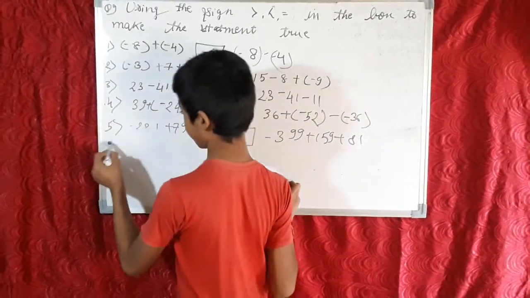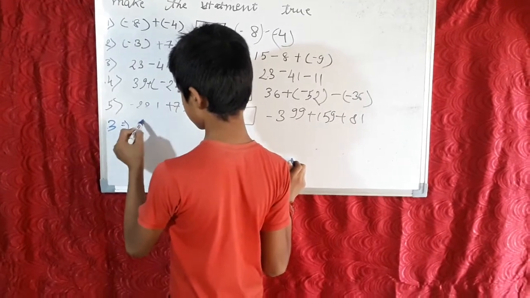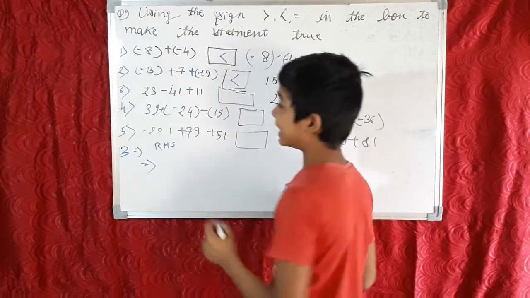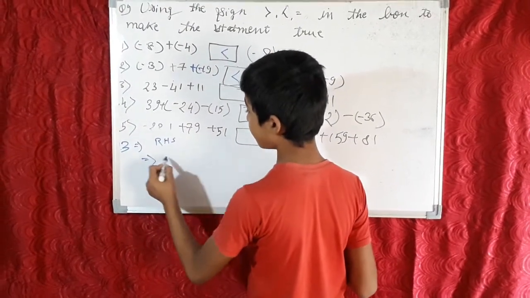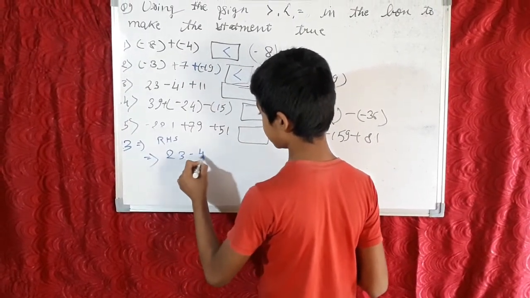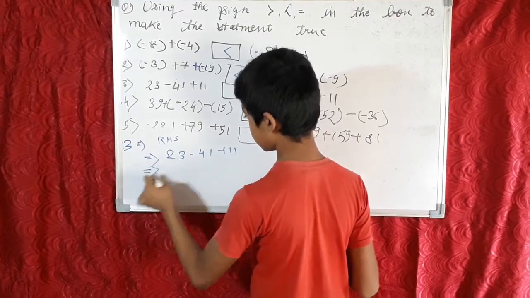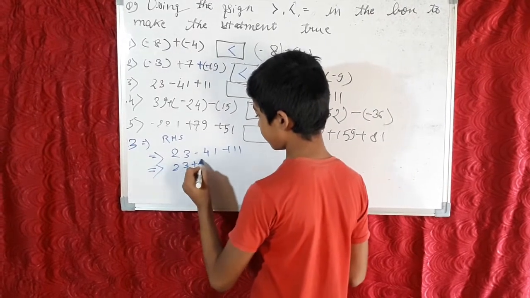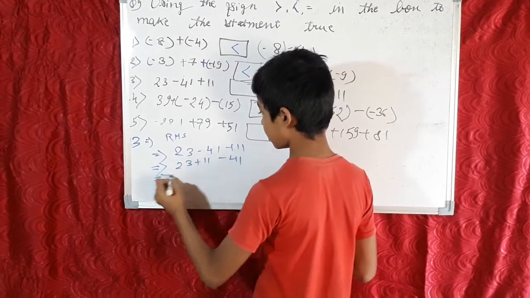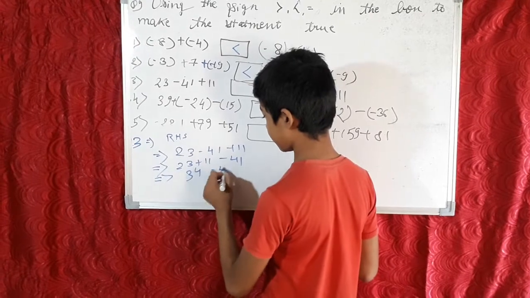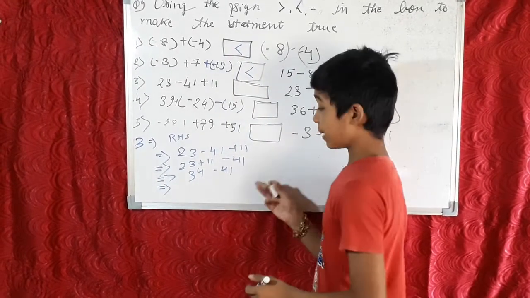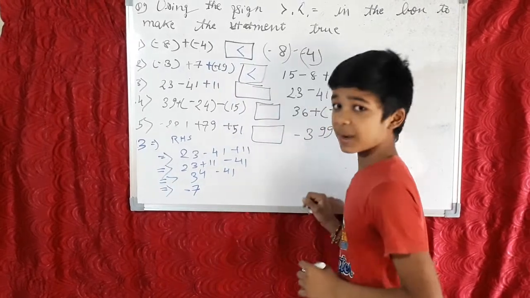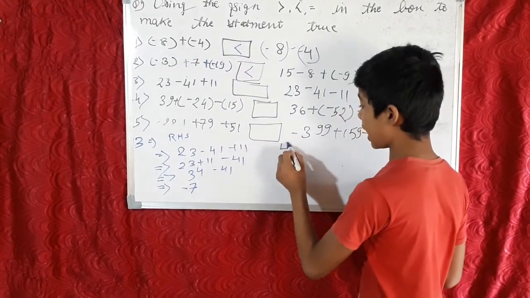Third question is 23 minus 41 plus 11. 23 minus 41 plus 11 equals, we can do 23 plus 11 first. We will do 23 plus 11 first, which is 34, then minus 41. If we do 34 minus 41, the answer is 7, so it is minus 7. The answer is minus 7.